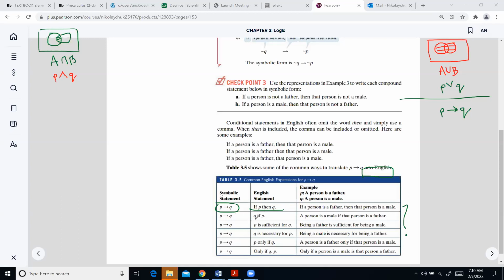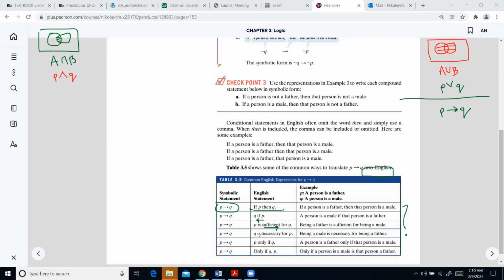So you can say Q if P. Instead of going one way, you're going backwards. So you start here at the end and then produce Q. Or you can say P is sufficient for Q. So if P happened, then Q. So that's probably pretty straightforward.